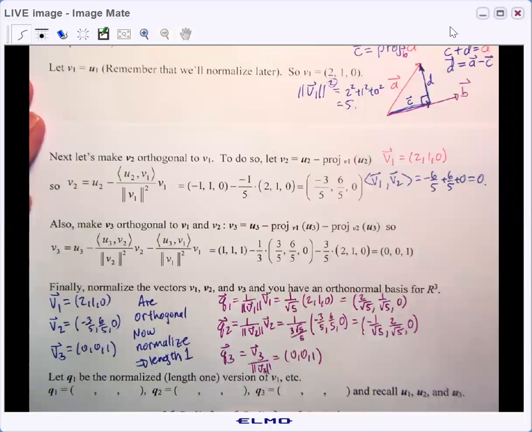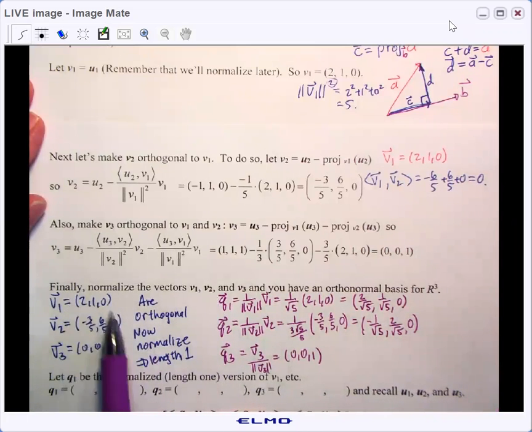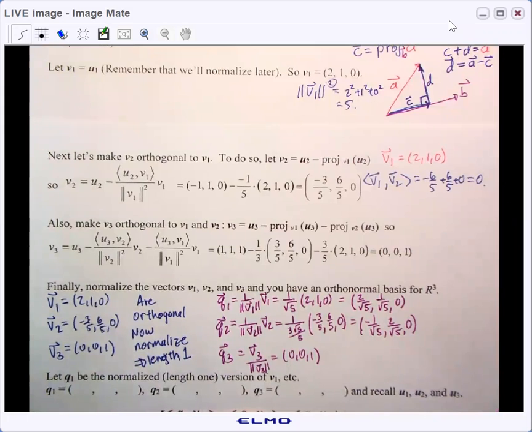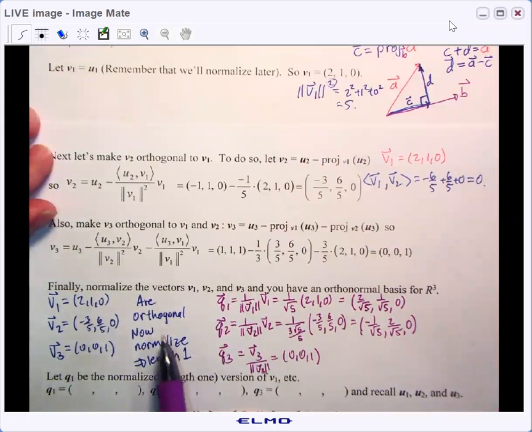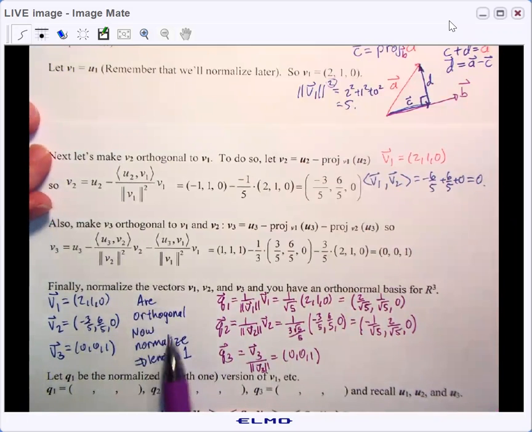And we're back. While I was waiting for the last video to render, I went ahead and took my vectors, wrote them down, and they are orthogonal as we have seen. And now we are going to do one more step. We're going to normalize them, make them be length 1.